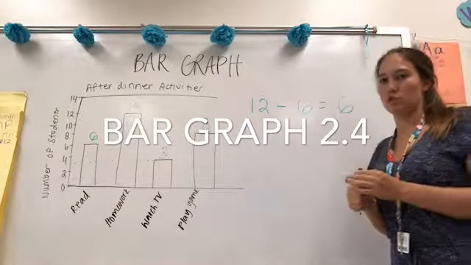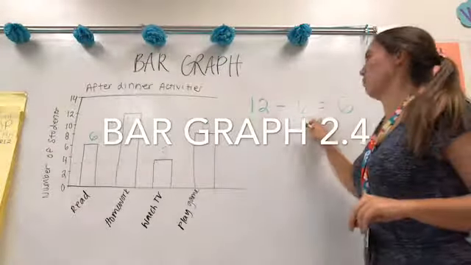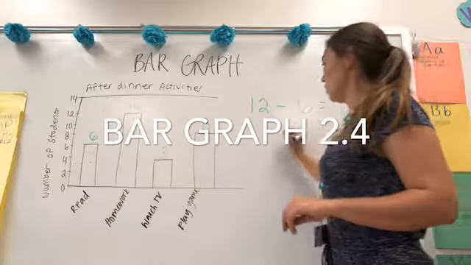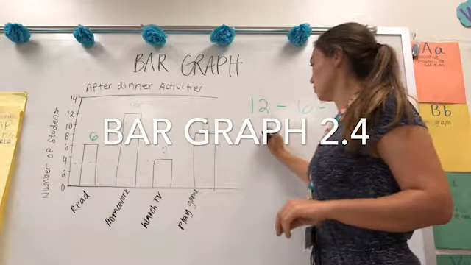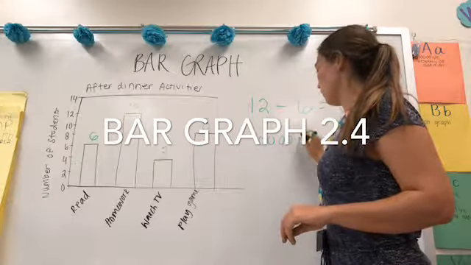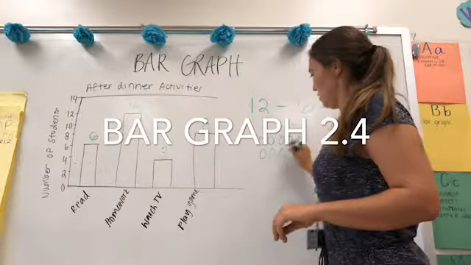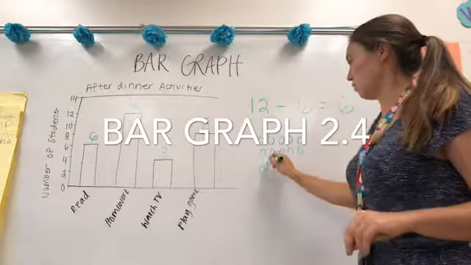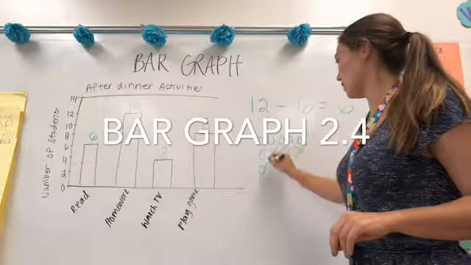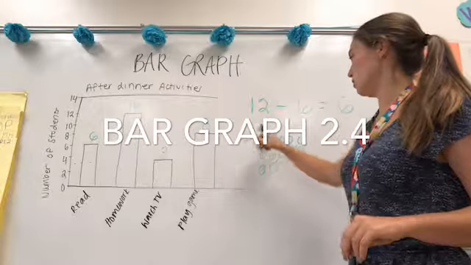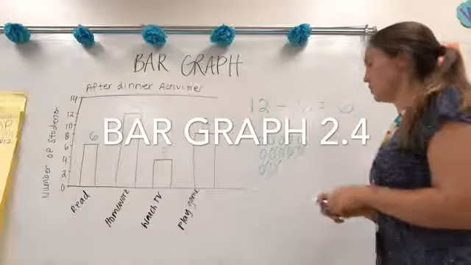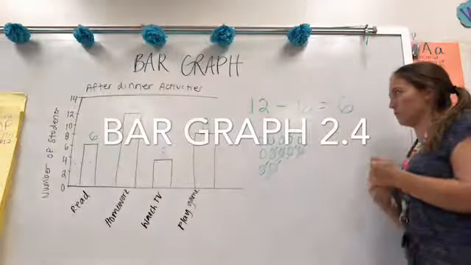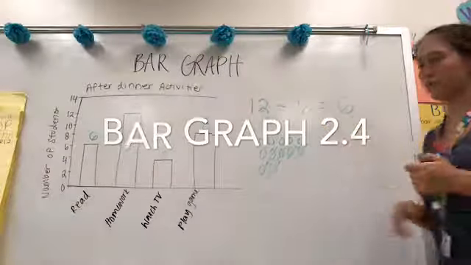If your student has trouble with subtraction problems like this, I would recommend having them draw circles for 12. 1, 2, 3, 4, 5, 6, 7, 8, 9, 10, 11, 12. And then just crossing out 6 of them. 1, 2, 3, 4, 5, 6. And we see that 1, 2, 3, 4, 5, 6 is left. So 12 minus 6 equals 6.